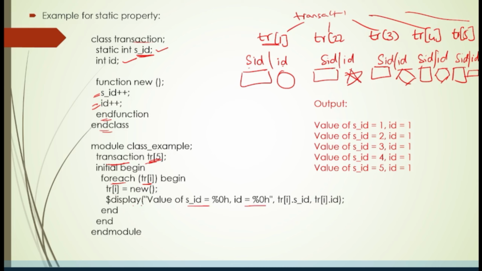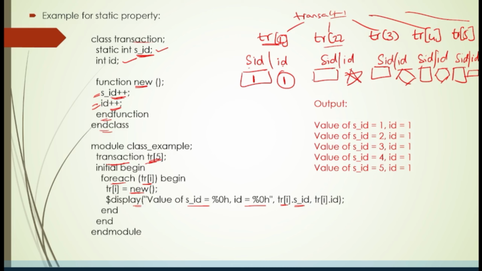I'm calling tr of i of SID. Here tr of i equals new, which means I am calling the constructor function in order to initialize the values. Since tr of 1 is first, SID will be 1, ID will be 1, because it is incremented. The loop continues from 1 to 5 because it has 5 memory locations, so the loop goes for 5 times.